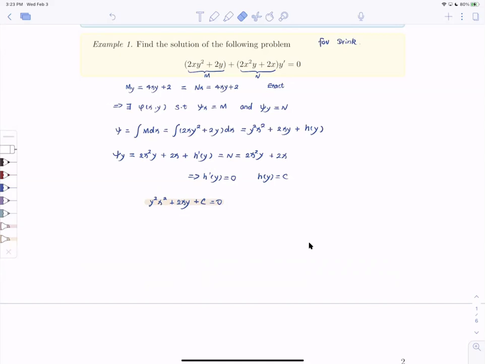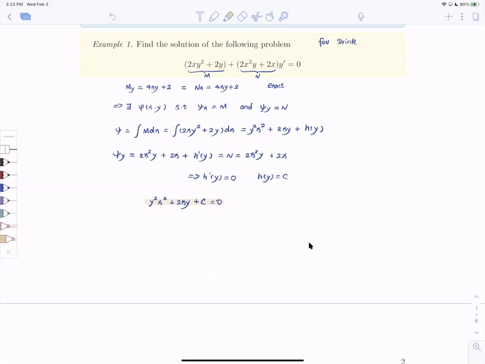Okay, back to this question. So we take the partial derivative of M and N with respect to y and x respectively, and you get the same thing. So it means it's an exact equation, which means there exists a phi(x,y) such that phi_x is M, phi_y is N. And then you just take the integral of M or N, it doesn't matter which one, and you can get your phi.